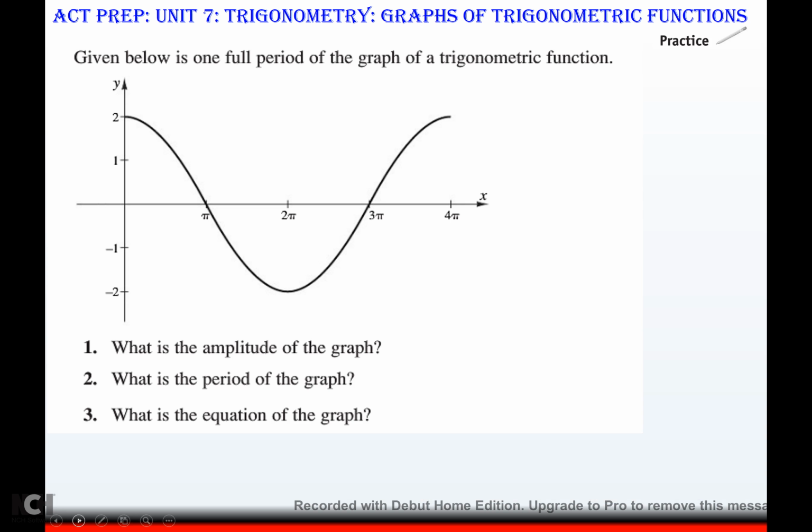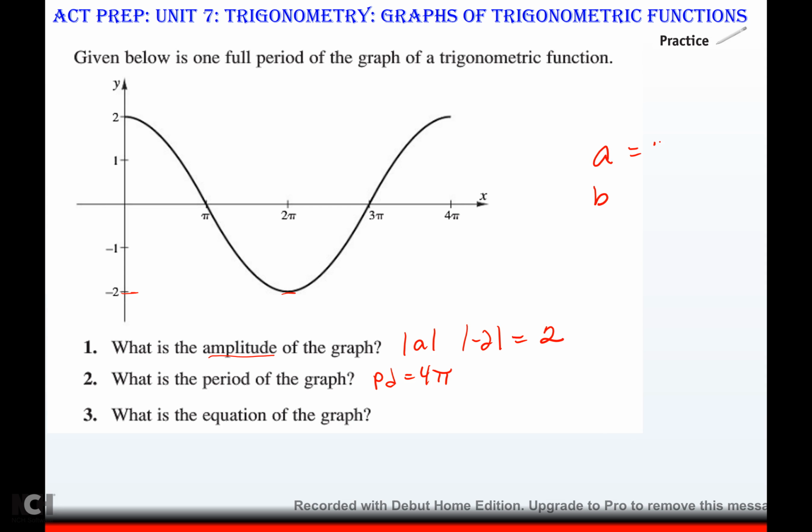Okay? Try this one. Oh, no, I guess we're practicing again. Given below is one full period of the graph of a trigonometric function. 1. What is the amplitude of the graph? Well, it goes as low as negative 2. Your amplitude is the absolute value of A, so the absolute value of negative 2 gives me an amplitude of 2. The period of the graph, well, this is one full cycle of cosine, and it finishes by 4 pi, so my period is equal to 4 pi. Okay, and then they want the equation of the graph. Well, to get the equation of the graph, you have to have A and you have to have B.